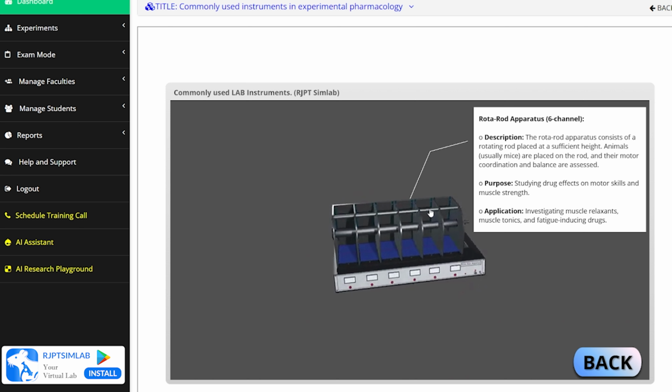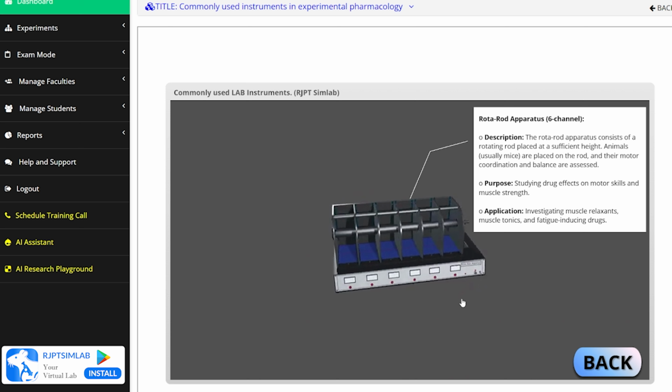As we can see, it contains six sections. We can place the animal in any of the six sections, and then motor coordination and balance are assessed. The purpose of this instrument is studying drug effects on motor skills and muscle strength. This means we study the drug's effect on the animal's motor skills and the strength of the muscles.